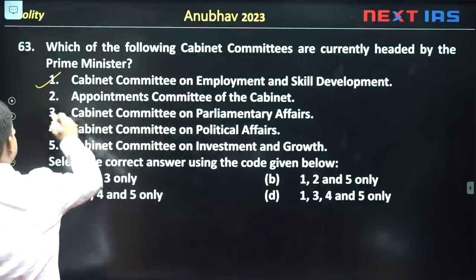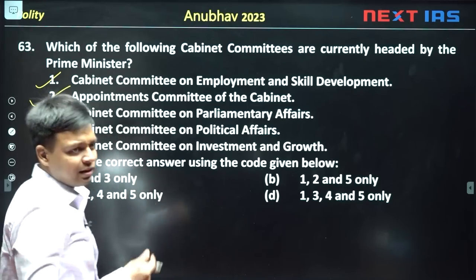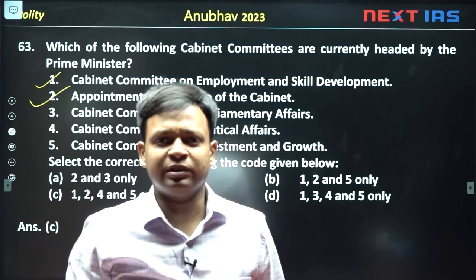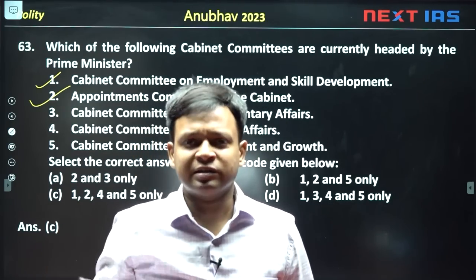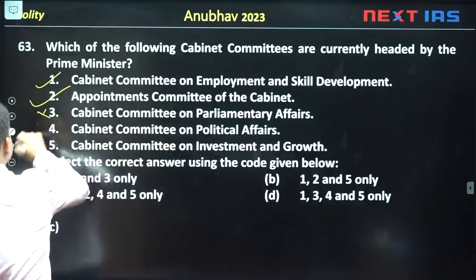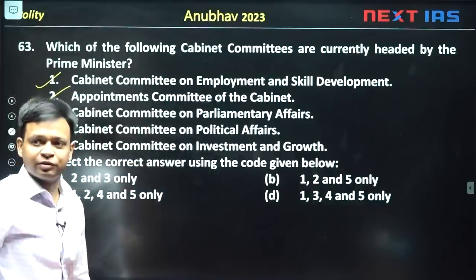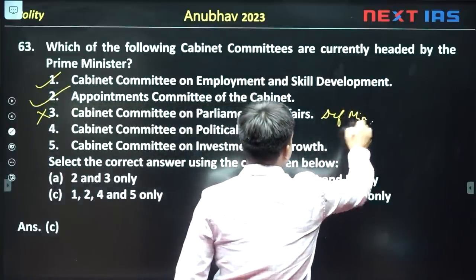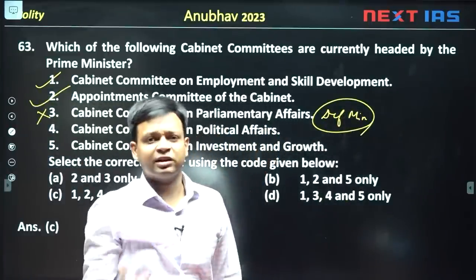Appointments Committee of Cabinet is a very important committee. All the important appointments made by the government are decided by the Cabinet Committee on Appointments. So, of course, it is the PM who is heading it. Cabinet Committee on Parliamentary Affairs, this is the incorrect one. This is headed by the Defense Minister. Similarly, the Cabinet Committee on Accommodation is headed by the Home Minister.